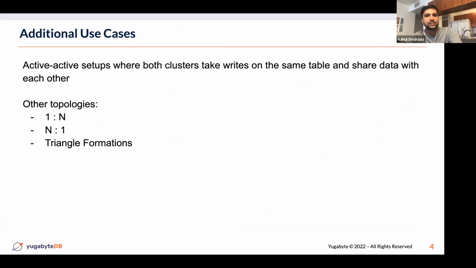There are a few additional use cases as well. One is the active-active setup, where both clusters are taking their own independent writes and then trading what they know every so often. And there are other topologies as well. For example, a hub and spoke type model, where there's a bunch of IoT sensors, and they're all taking in data and writing to a central hub. And there are various triangle formations and daisy chain formations as well that users can do.